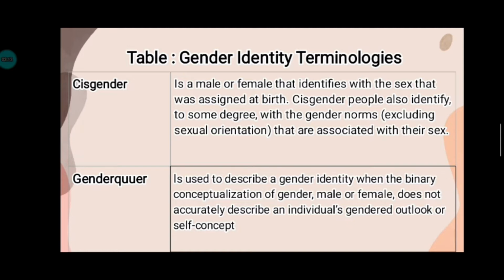So the other one is the genderqueer. It is used to describe a gender identity when the binary conceptualization of gender, male or female, does not accurately describe an individual's gender outlook or self-concept. So, another term used for genderqueer is umbrella for gender identities that are not solely male or female. Identities that are outside the gender binary. Example, you are a woman but your clothes and movements are masculine, and that is how you identify, expressing yourself beyond what is often linked to the sex or gender you are assigned at birth.